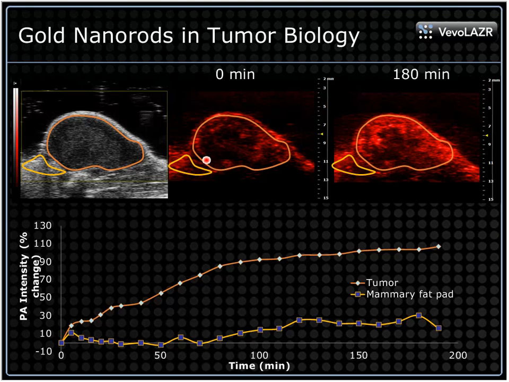And you can see that over time, after 180 minutes, you see a change and an increase in pixel intensity, showing the distribution and the accumulation of the gold nanorods. This can be then plotted, as you can see out here, in a graph plotting photoacoustic intensity over time, showing the accumulation increase in the tumor as compared to the mammary fat pad.